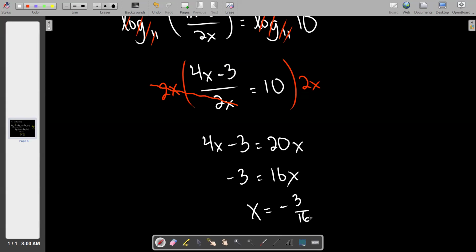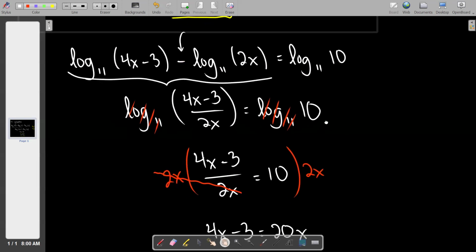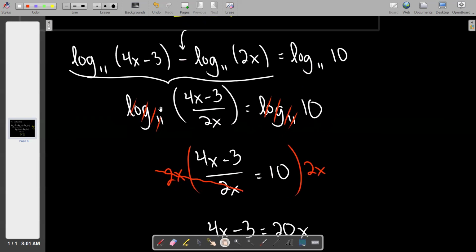So remember, no naked answers. Answers for these types of equations should not be left untouched. They should either be boxed up to state I have checked it and it works, or they should be crossed out to state I've checked it and it doesn't work. No naked answers. And so you're going to take -3/16 and put it back up in the original problem. And you can see right away, Houston, we have a problem.